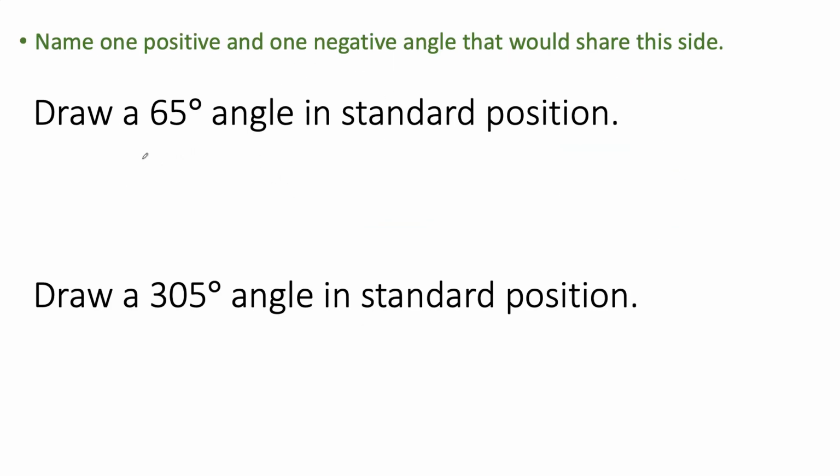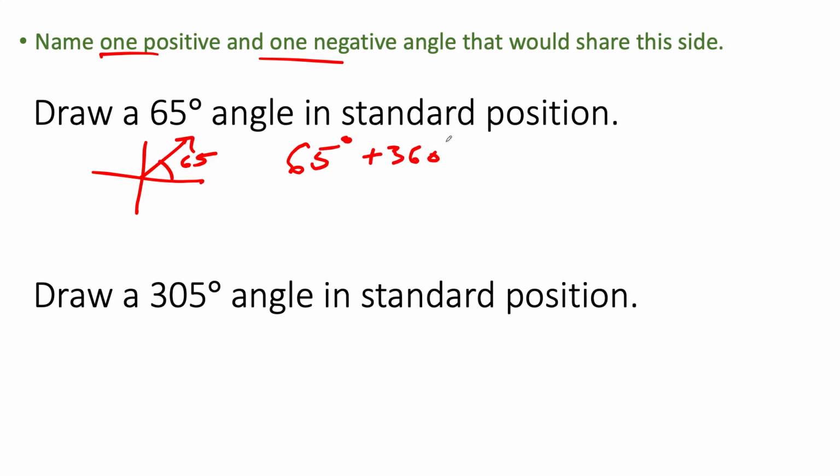So if we're talking about a 65-degree angle, we're going up here to 65. Draw a 65-degree angle in standard position. Name one positive and one negative. Now, if you live in Sartell, or you've driven in Sartell, you've been around the roundabouts. Sometimes you go around the roundabout more than one time. That's what coterminal is.